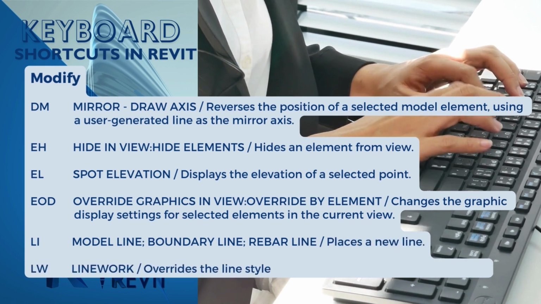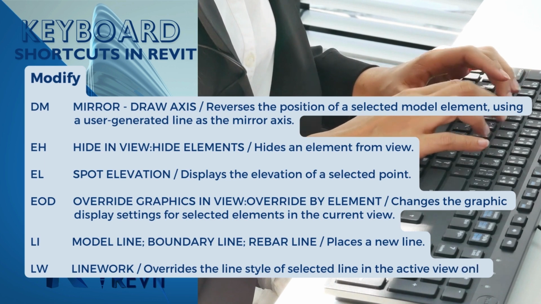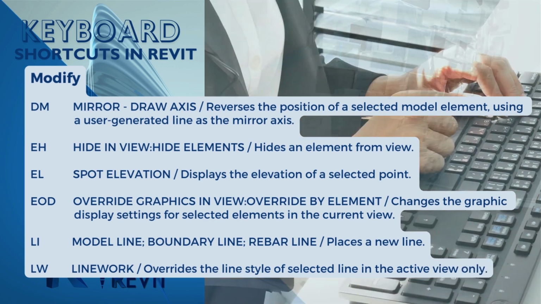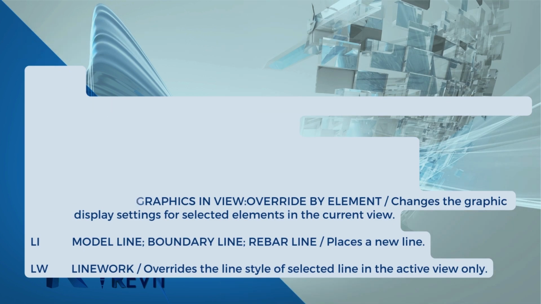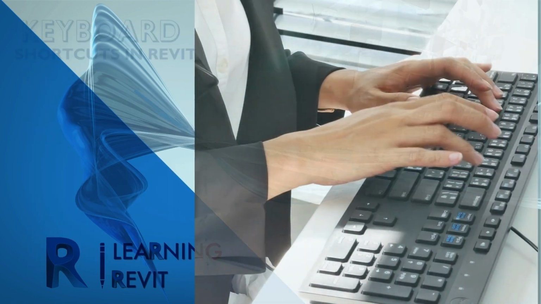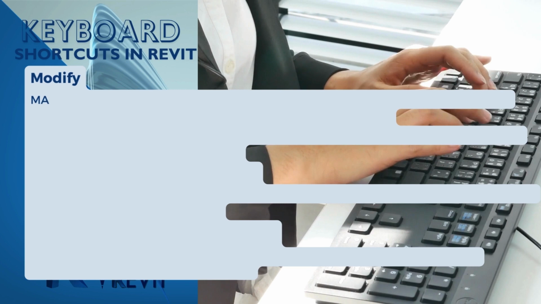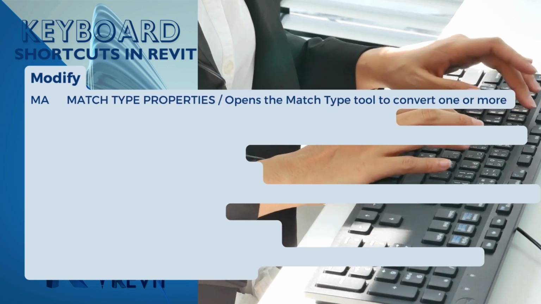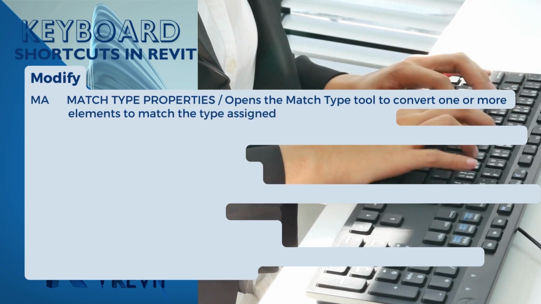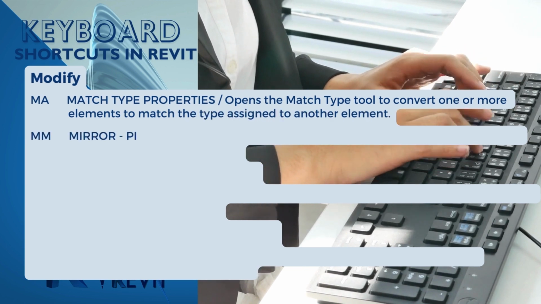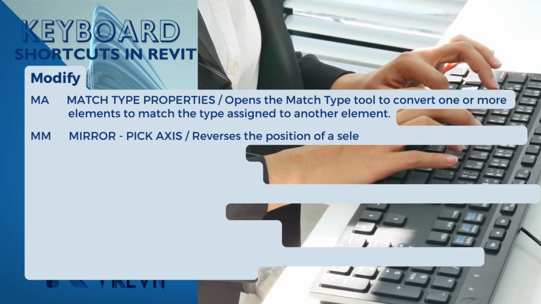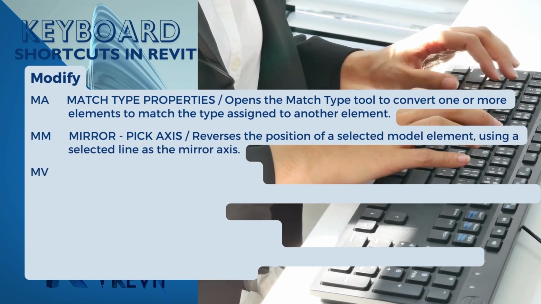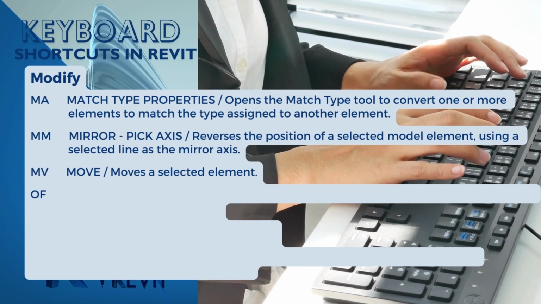LI. Model line, boundary line, rebar line. Places a new line. LW. Line work. Overrides the line style of selected line in the active view only. MA. Match type properties. Opens the Match Type tool to convert one or more elements to match the type assigned to another element. MM. Mirror, pick axis. Reverses the position of a selected model element, using a selected line as the mirror axis.